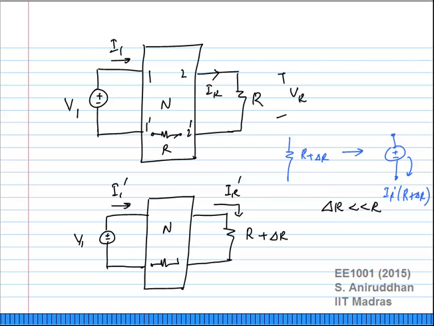Okay, so let us say this resistance is now actually R plus delta R. I want to find out what is IR prime, I want to find out what is I1 prime, and so on. And when we were looking at this last class, I said you have to use reciprocity and substitution theorem. How many of you tried to solve this? Okay, a few of you.